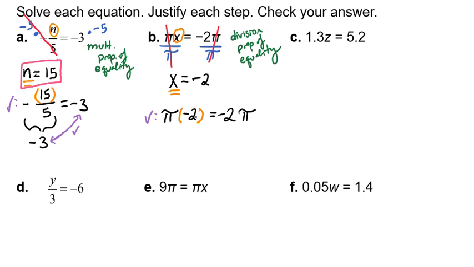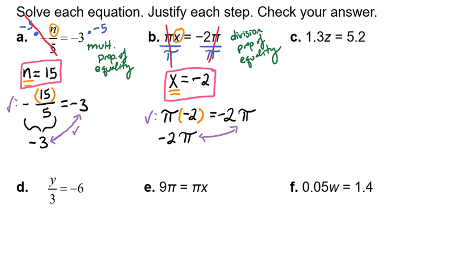Or when we have pi multiplied by a number, the number goes first. So if we rewrite the left side to be negative 2 pi, we see that now when we compare that to the other side of the equation, they're identical, which means that they're equal. So that's how we know that x equals negative 2 is the solution.